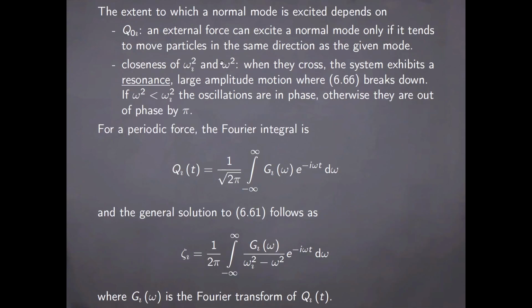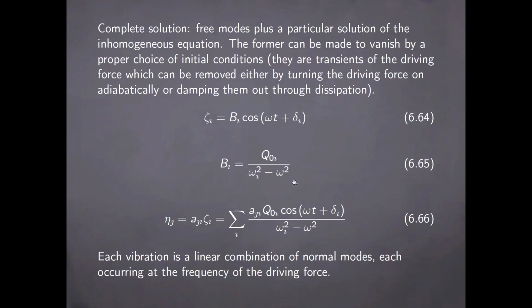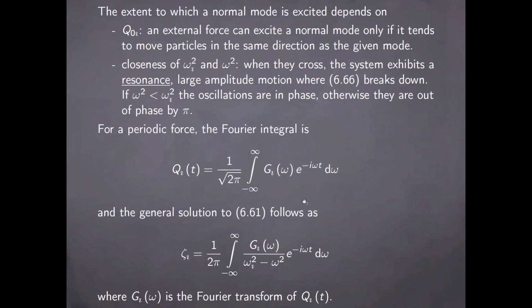Now, the extent to which a normal mode is excited depends on the amplitudes of the generalized forces. So an external force can excite a normal mode only if it tends to move particles in the same direction as the given mode, and it also depends on the closeness of the natural frequency of that particular normal mode and the frequency of the driving force. When these two frequencies cross, the system exhibits a resonance, namely a large amplitude motion where the result 666, the one given here, breaks down.